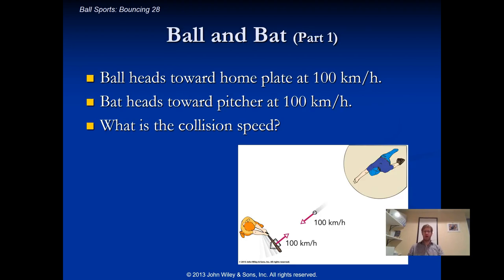So let's take this and apply it to an example. We're going to try to figure out how fast this ball is going to bounce off of this bat. To make the numbers easy, let's say the pitcher throws the ball at 100 kilometers an hour, and the bat is also being swung towards the ball at 100 kilometers an hour. First of all, what's the collision speed? You guessed it, 200 kilometers an hour.